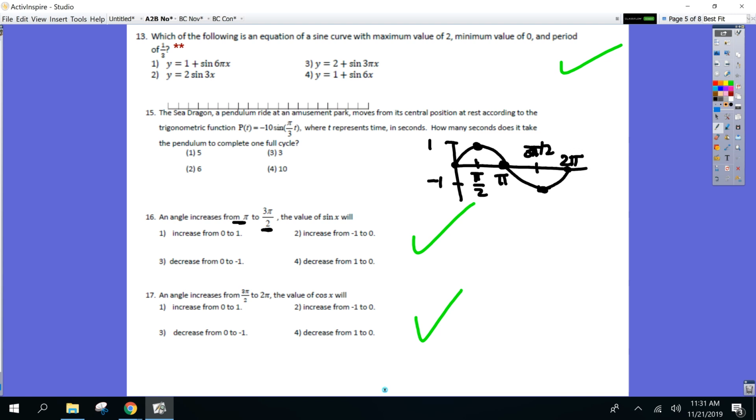So now look at the section from pi to 3 pi over 2. Can you tell me what's happening in that section there? Decreasing from 0 to -1. And then 17, I asked the same thing, but with the cosine curve. One of them was on your quiz. I threw another one on tomorrow.